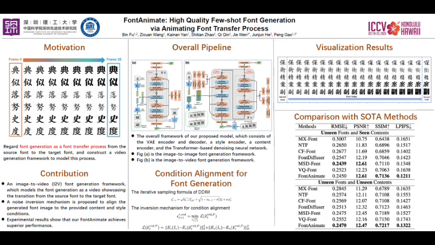We observed that most previous models treat font generation as a static image-to-image problem. But in reality, transferring one font style to another is more like a dynamic transformation, a continuous process. Our main idea is simple but powerful. We reformulate font generation as a video generation task. Imagine the source font image as the first frame and the target font image as the last frame. Then, the font transfer process can be modeled as a smooth video transition from one to the other.